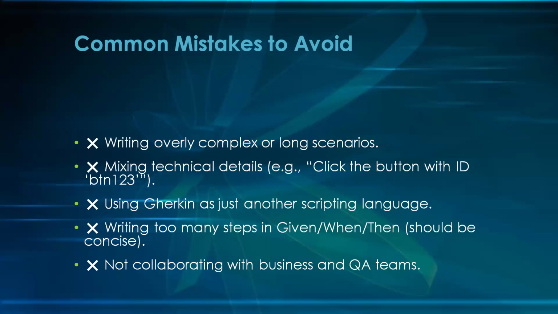Common mistakes to avoid: writing overly complex or long scenarios, mixing technical details, for example, click the button with ID button 123, just like what I've mentioned earlier. Using Gherkin as just another scripting language, no, it's not acceptable. And writing too many steps. Your steps should be concise. When you are using given, when, then, it makes your test very readable, easy to understand. Anybody can pick it up and interpret what you've written there.